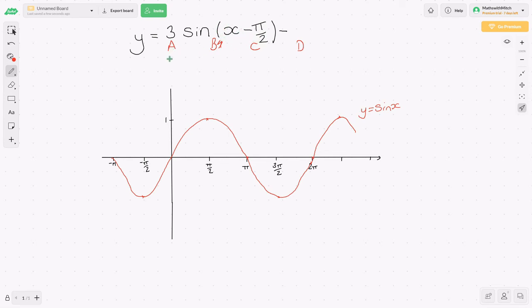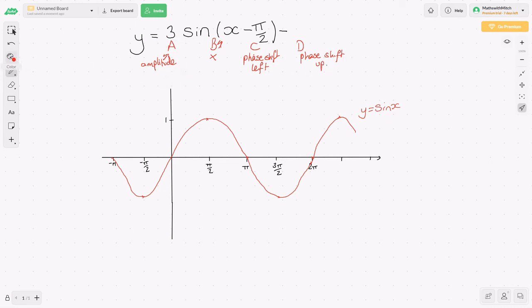But we've got A, and we said A was a change to the amplitude. We don't have anything for B. We said C was a phase shift left. And D was a phase shift vertically, or up. So let's take each one in turn. So let's firstly look at the amplitude.